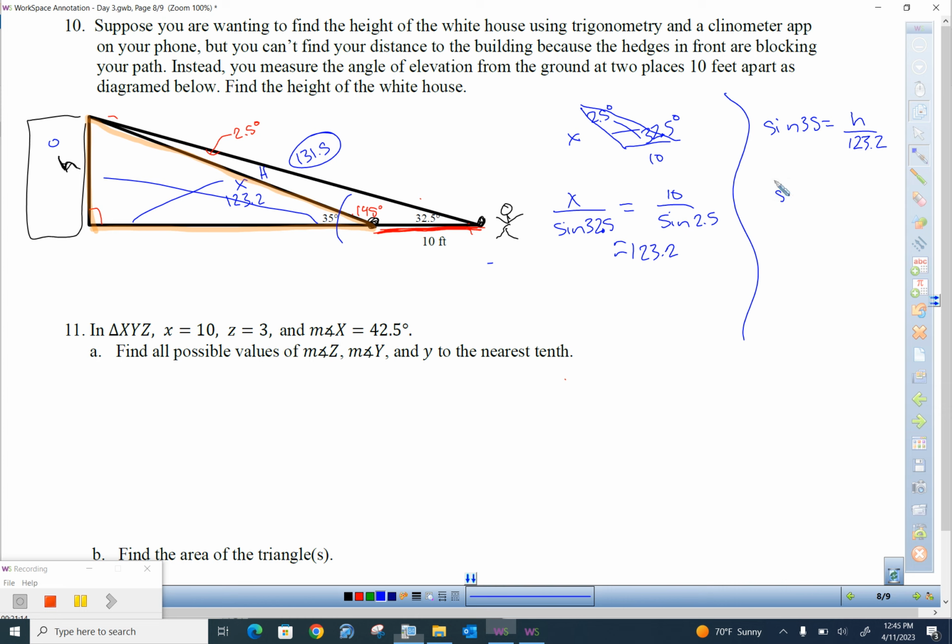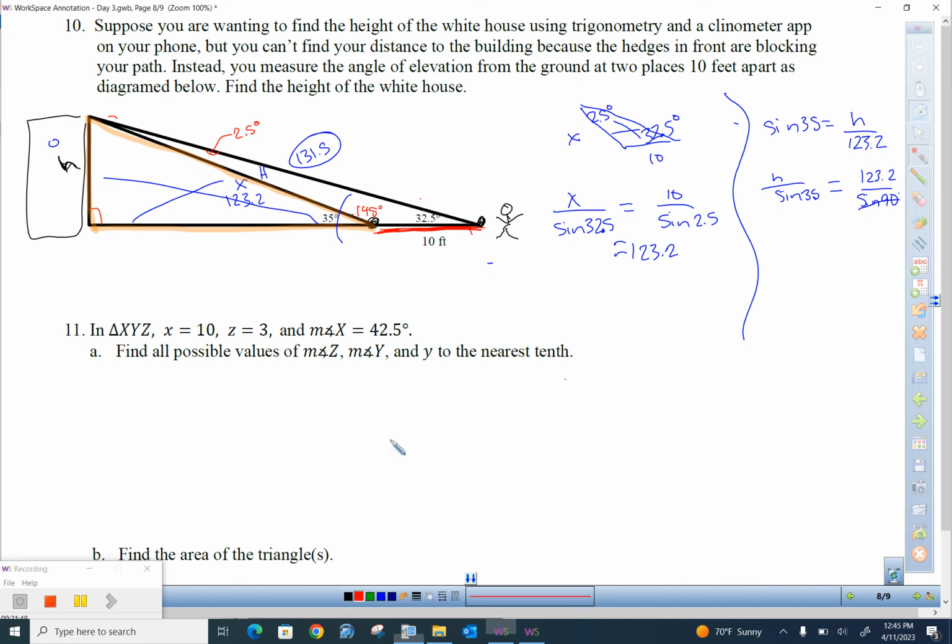I could say h over sine 35 equals 123.2 over sine 90. Okay, and this is equivalent because here all you do is multiply that over, here all you do is multiply that over, sine 90 is 1. Okay, so it doesn't matter if you want to use law of sines instead.